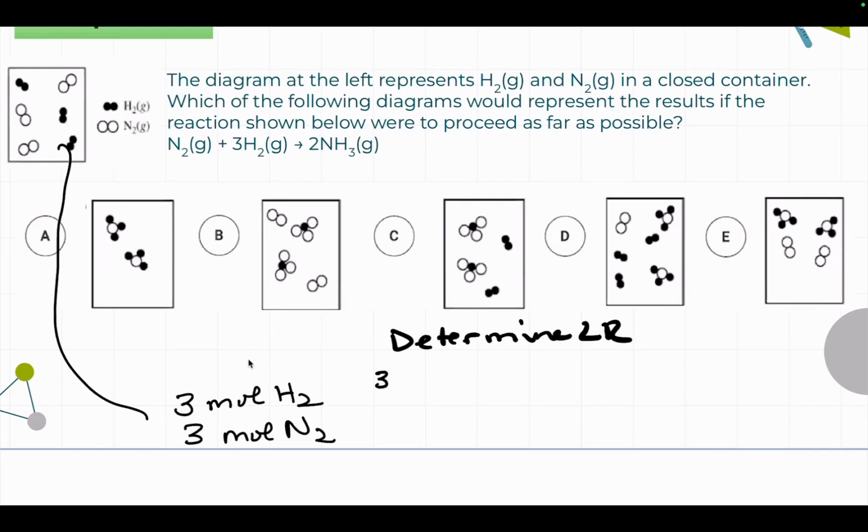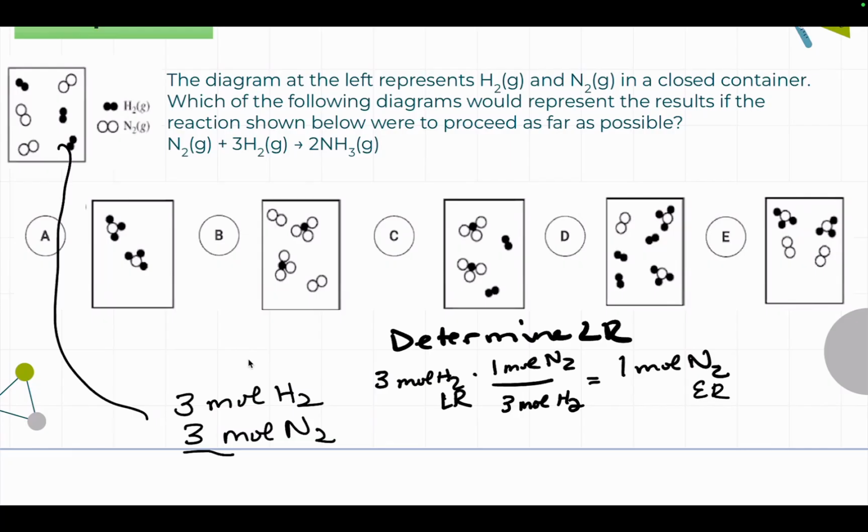So I'm going to take my 3 moles of hydrogen and I'm going to convert that into moles of nitrogen. So I need 1 mole of nitrogen to react. And you can see that, remember I have 3. So that means this nitrogen will be my excess and the hydrogen will be my limiting. So right away, you know that you're going to pick a picture that has nitrogen left over. But let's just confirm.